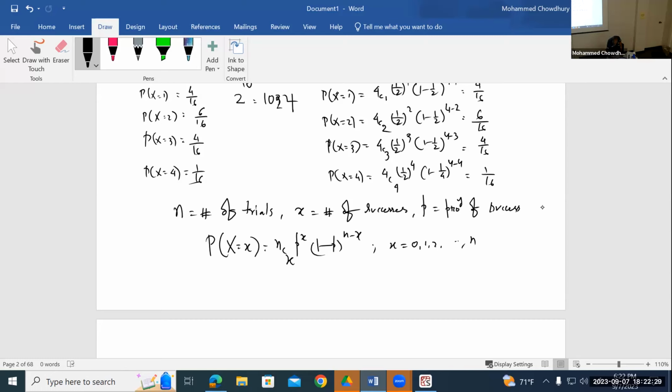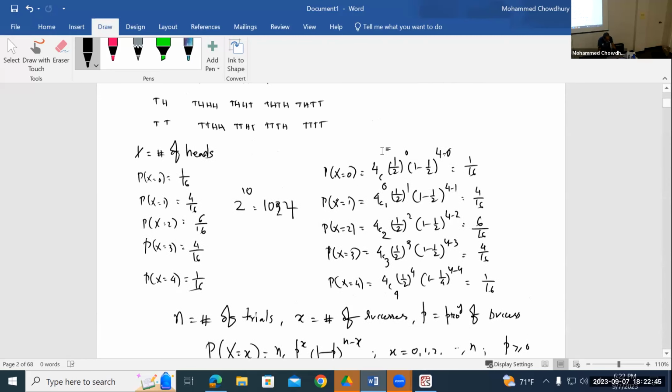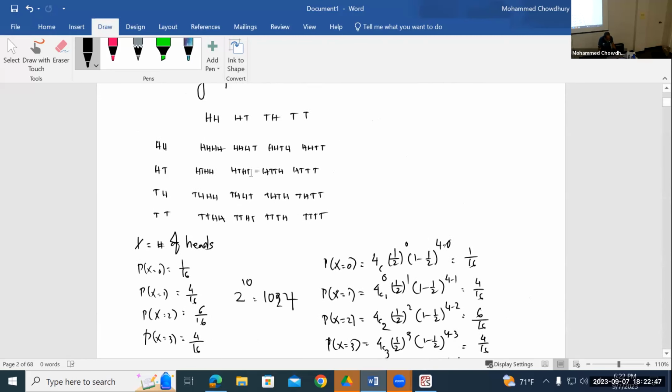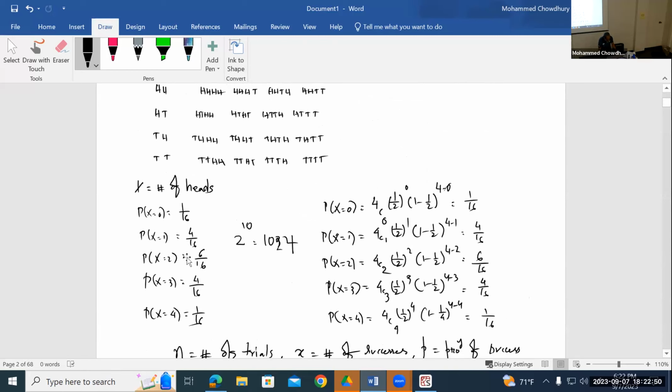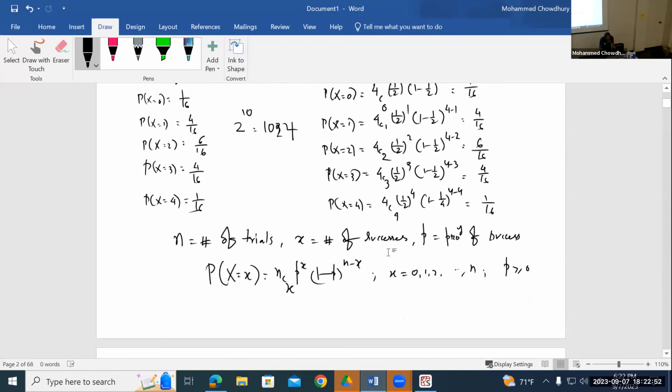And what are the conditions in here? p is a probability, it must be greater than or equal to 0. So intuitively you can think, right? By comparing these two things, by looking at this sample space and this probability and their corresponding mathematical formula, you can come up with this general formula for the binomial distribution. Everyone is okay? Everyone understanding?